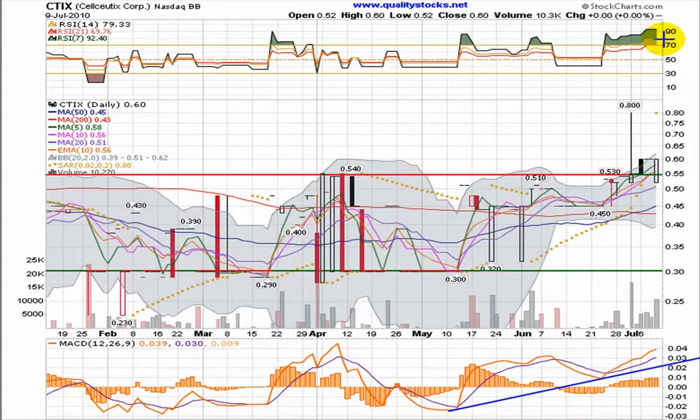RSI is up high right now. Again, pretty susceptible to fast movements. You want to see them hold above 50. That's your bullish area. Support and resistance, of course, is important through here.